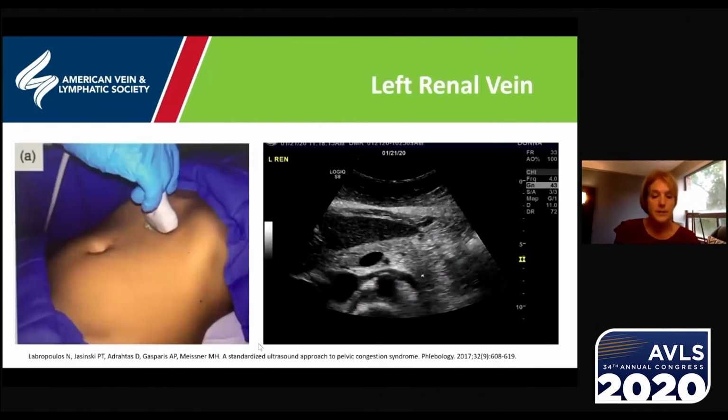All right, so now we've decided that there are varices within the pelvis, so we need to figure out why. So we're going to go ahead and move up the abdomen. If we're using a transvaginal probe, that probe goes away, and we switch to a 2 to 5 megahertz curved probe. This is the probe positioning for evaluation of the left renal vein.